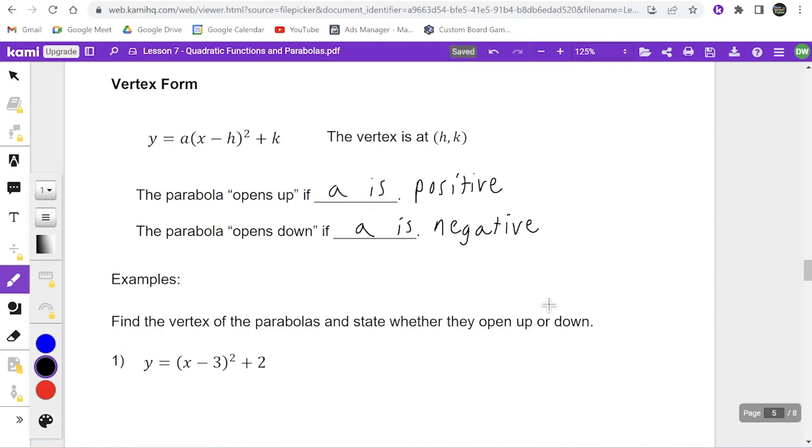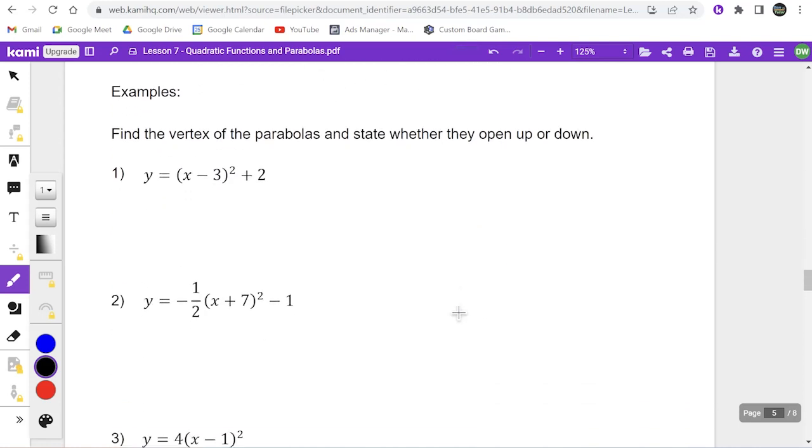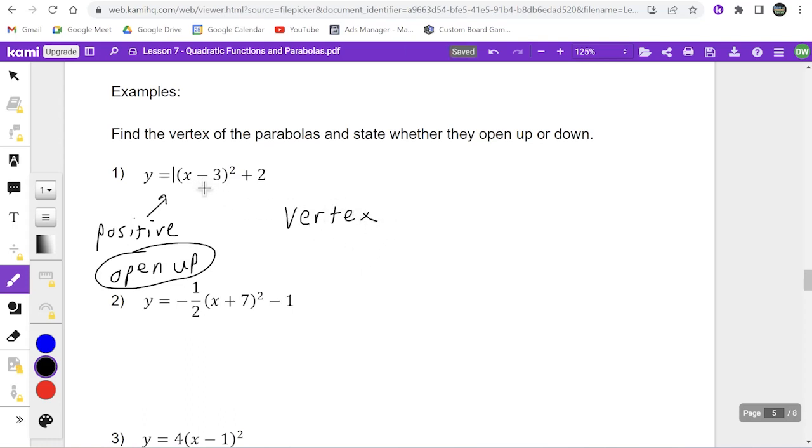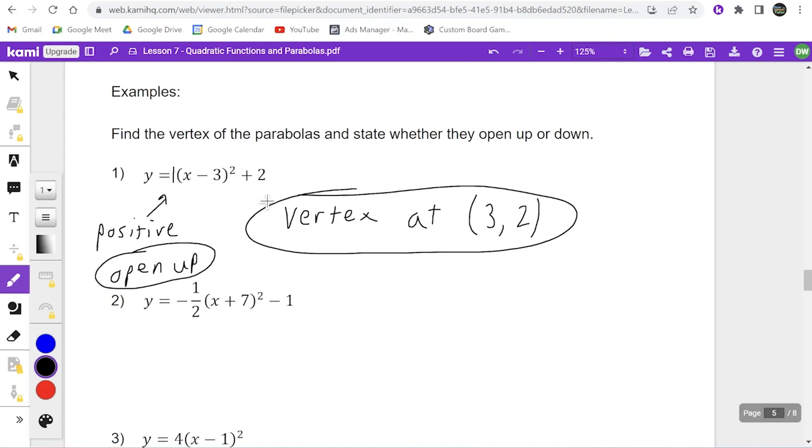So let's go ahead and look at some examples here. Number 1, find the vertex of the parabolas and state whether they open up or down. Once again, there's an invisible 1 out in front of there. That means this is positive. The parabola is going to open up. So immediately I get that answer, just like before. Now for the vertex, well, the vertex is easy. The x value is going to be positive 3, because it's the opposite of negative 3. And the y value is positive 2, because you keep that one the same. So in other words, the vertex is at positive 3, comma 2. Super easy. We're done. No formula needed.